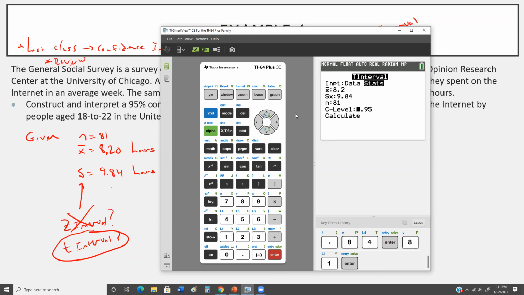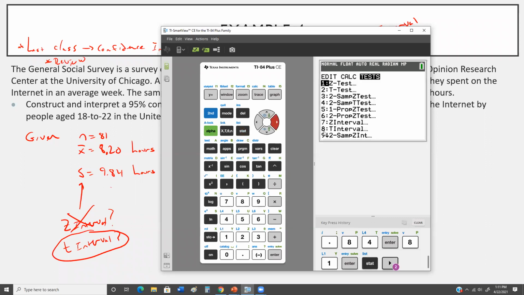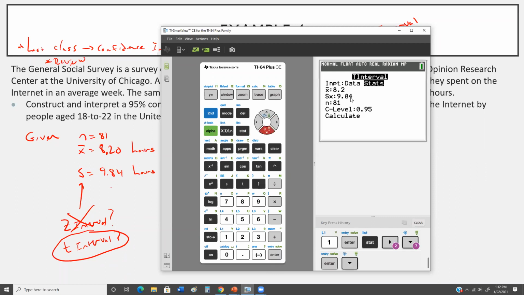Jamie, sorry, could you explain how to get there one more time? Yep, no problem. I'm going to start over real quick. You're going to click the stat button, Jamie, scroll over to tests, and it's option number 8. Do you see it? Awesome. Under stats, again, you put in X bar 8.2, S sub X is 9.84, sample size is 81, 95% confidence, so you put 0.95. Then you scroll down to calculate right here.